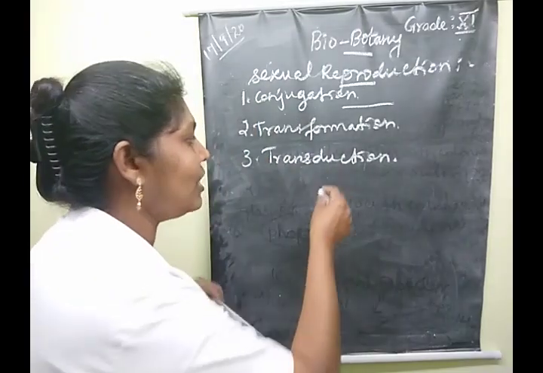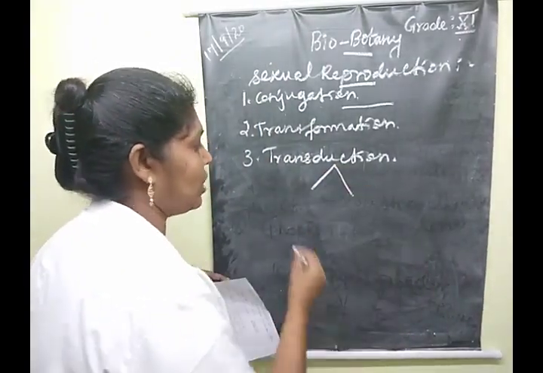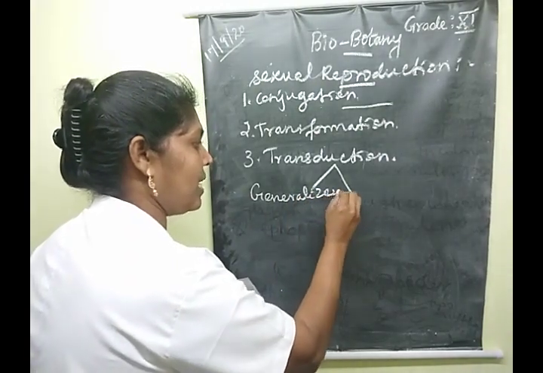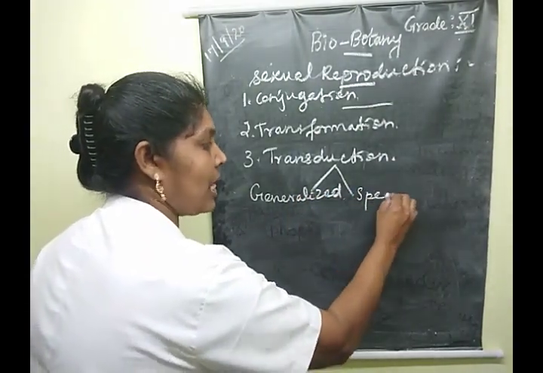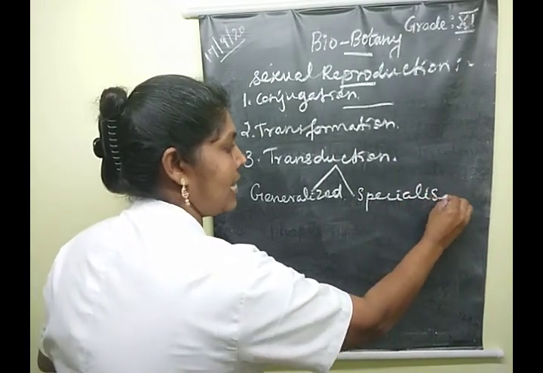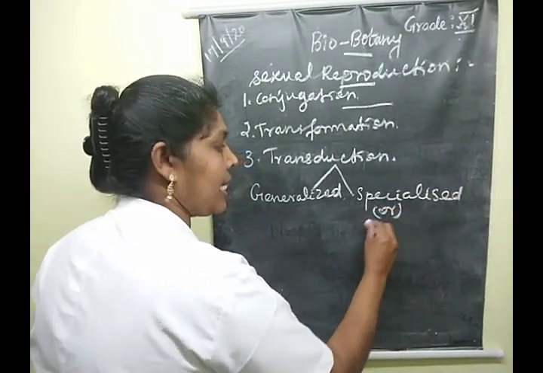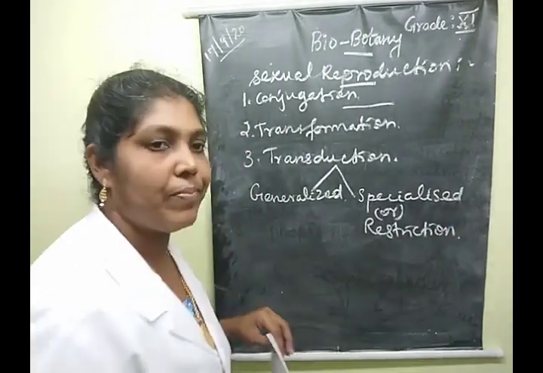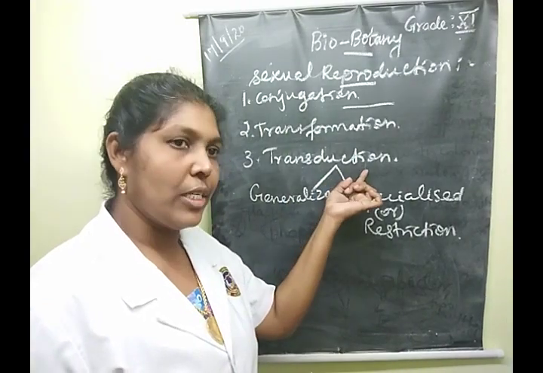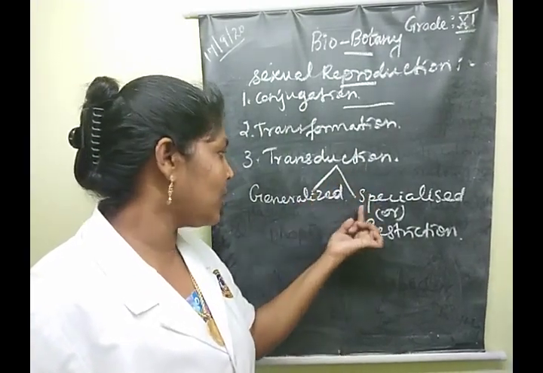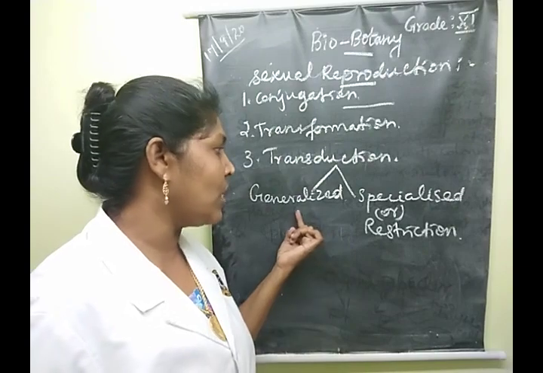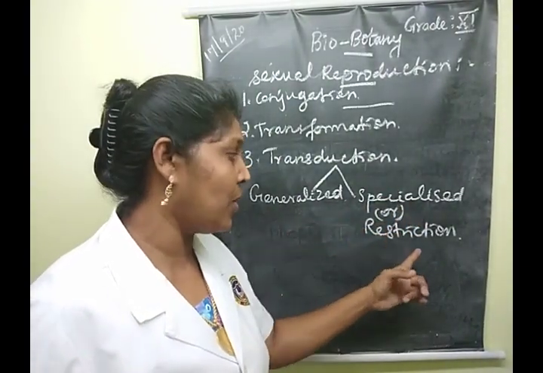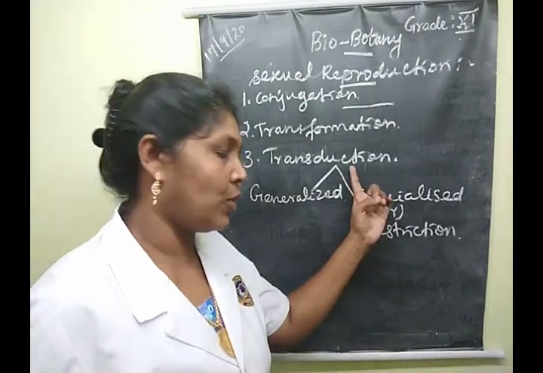Okay. Transduction comes under two types, children. One is generalized transduction, and another one is specialized transduction, or restriction transduction. Understood? But what is transduction? The transduction comes under two types: one is generalized and another one is specialized. Specialized is also called restriction transduction.